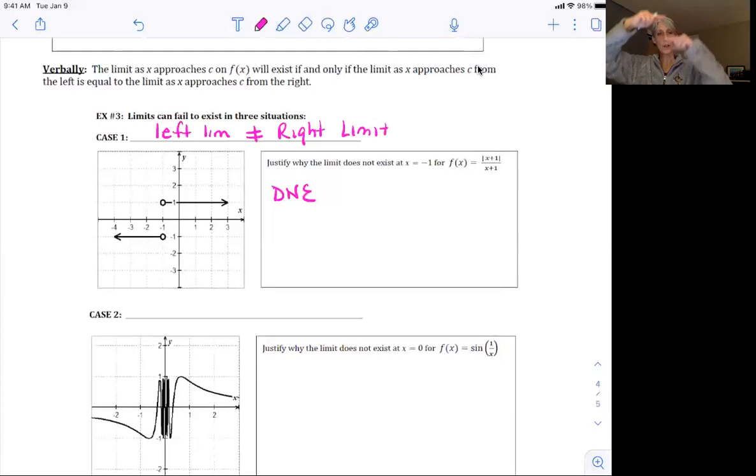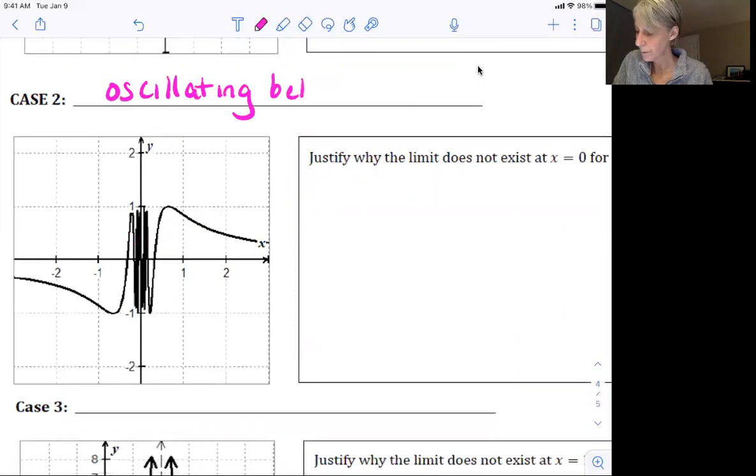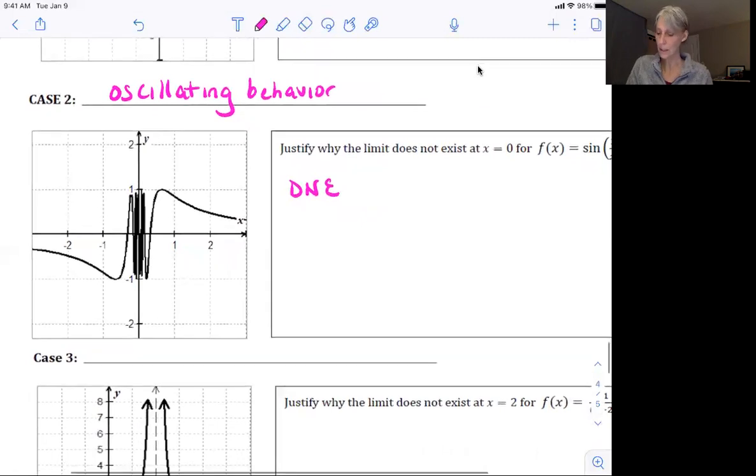So when you see a jump in the graph, you could say the limit does not exist. In the next case, when you see a graph going up and down like that, that's an oscillating behavior. It is another example where the limit does not exist. That means our graph is bouncing back and forth. It's not a smooth curve like a sine function. It's going up and down really quickly. That's going to be an example where a limit does not exist.